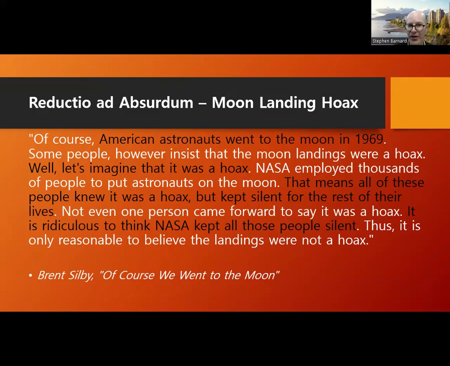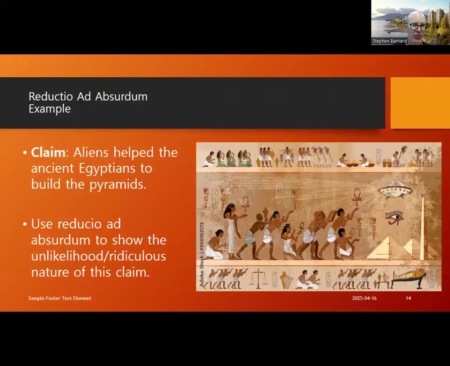Okay, one more example of reductio ad absurdum. This is a great one here. Ancient Egyptians benefited from alien technology, or aliens came down to Earth and helped the ancient Egyptians to build the pyramids. You can use reductio ad absurdum to show how unlikely or ridiculous this claim actually is.